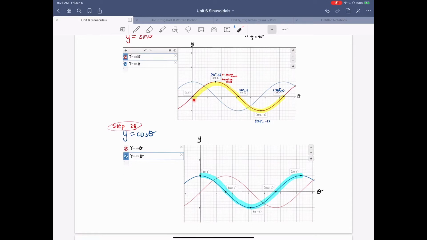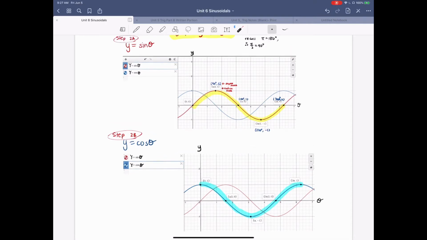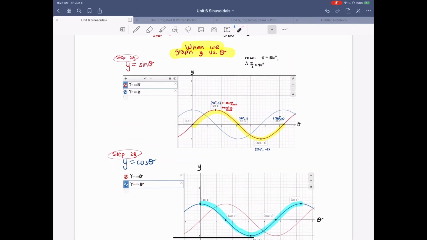So this is what y equals sine theta looks like, and this is what y equals cos theta looks like. Interestingly enough, notice that if I shifted this blue graph over, then it's going to look exactly the same as the red graph, which is the y equals sine theta. So all y equals sine theta and y equals cos theta are, is that they're like shifted versions of one another.